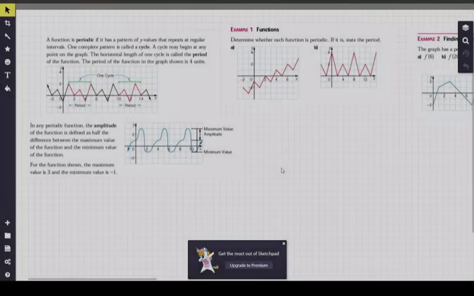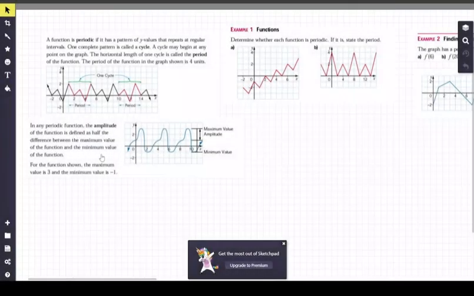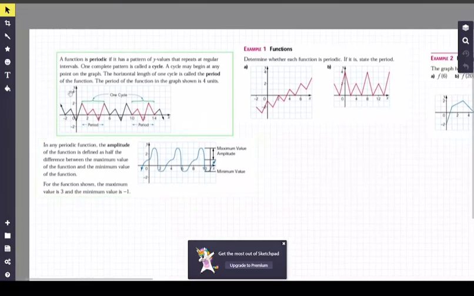Alright, so today we're going to introduce our idea of, well, a periodic function, I guess. So, what is a periodic function? A function is periodic if it has a pattern of y values that repeats at a regular interval.